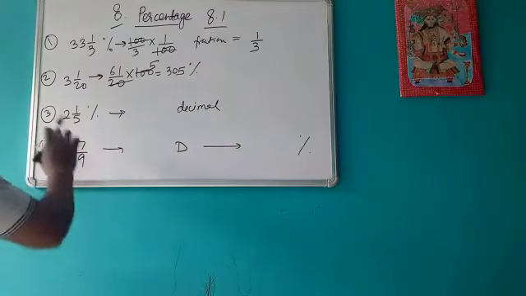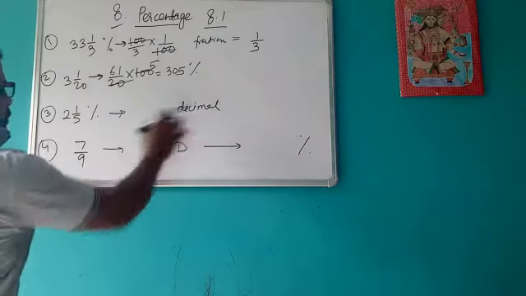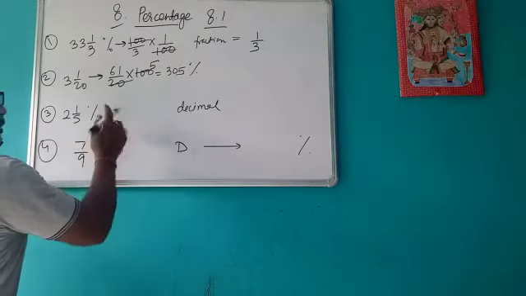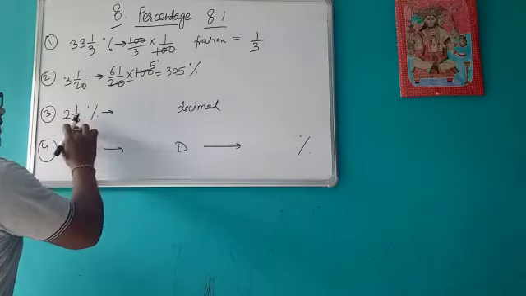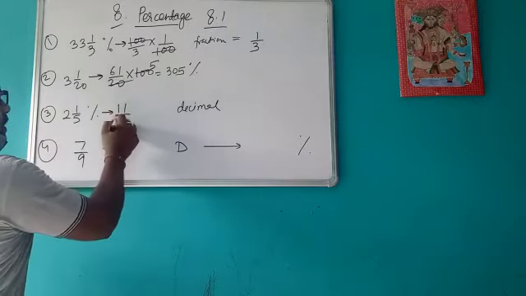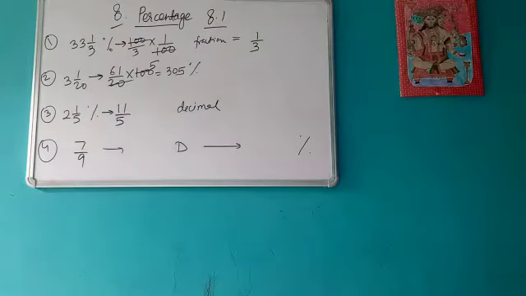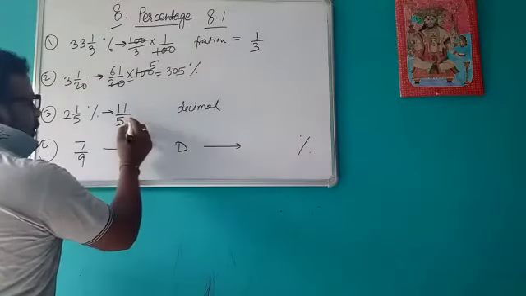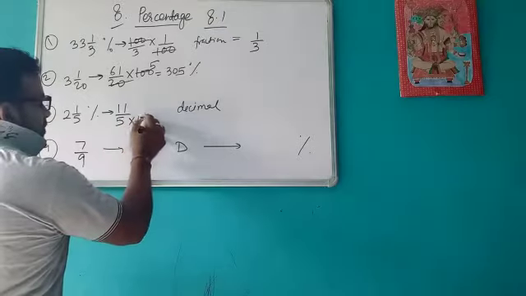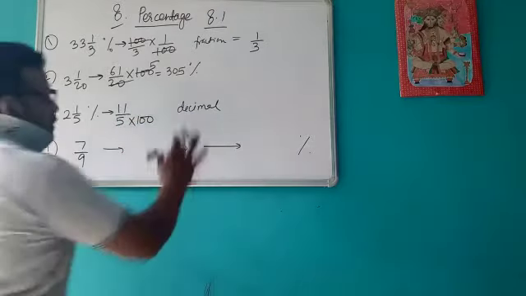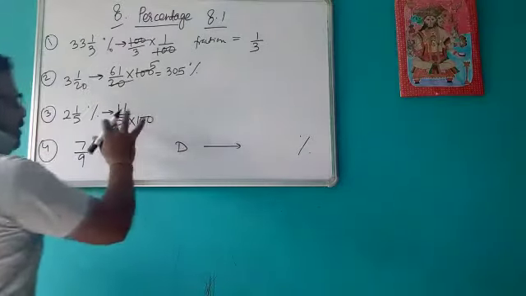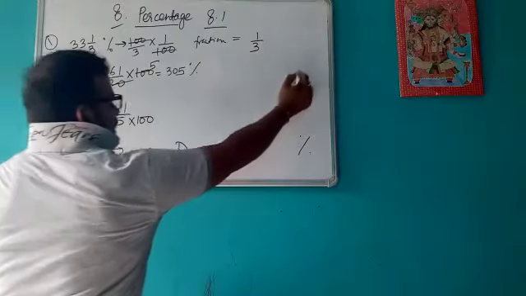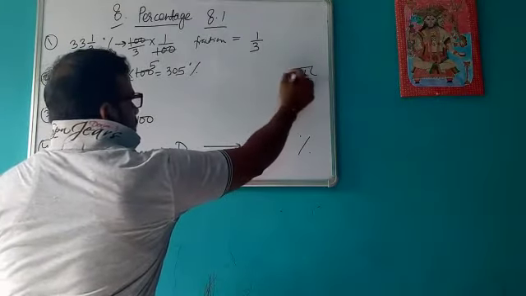Now suppose here is one number and we have to convert it into the decimal. So first of all we will convert it into a mixed fraction. Then in order to convert any percent into a number, we will multiply it by 100. Next we will divide this 11 by 5, which you already knew how to do. Like this we will divide.